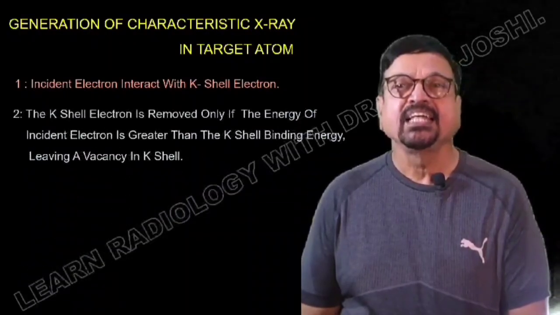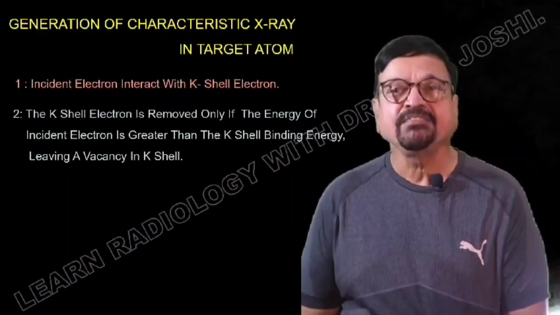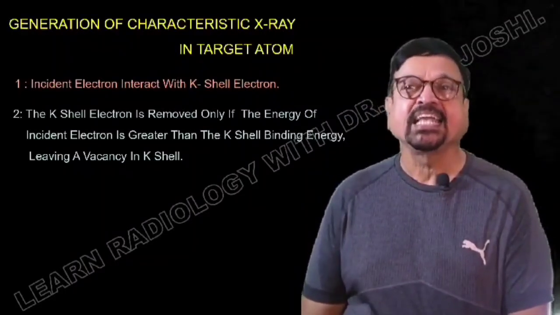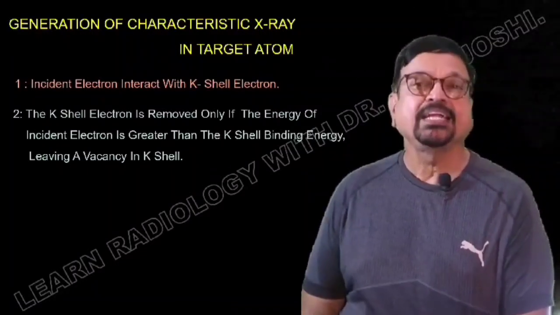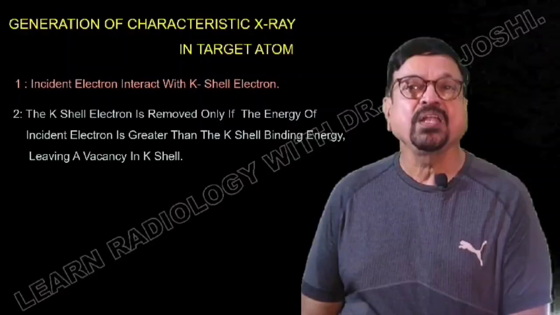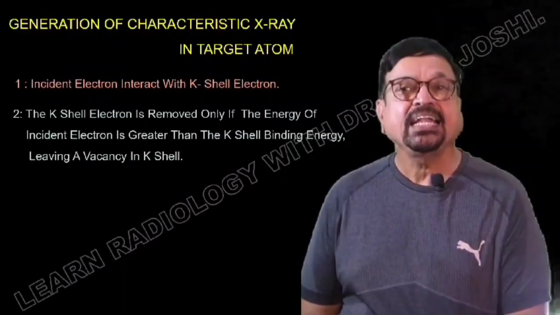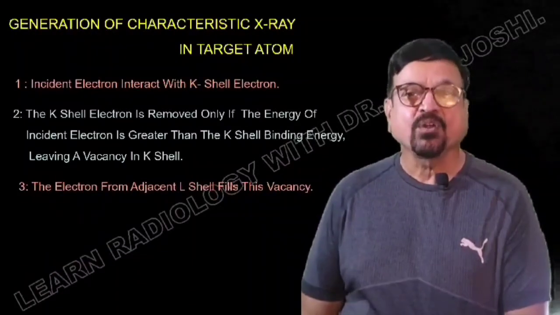The incident electron interacts with the K shell. The K shell electron is removed if the energy of the incident electron is greater than the K shell binding energy. If the K shell binding energy is more, it cannot be displaced. So the K shell binding energy has to be lower than the energy of the incident electron, and only then can it create a vacancy in the K shell.